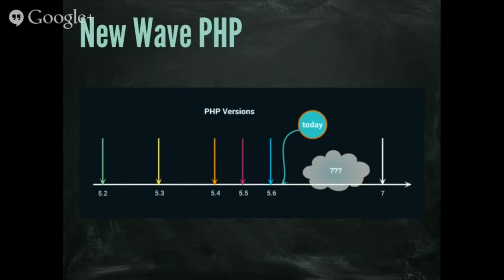PHP 5.3 is also dead, had its last release in August in 2014. 5.4 is now security fixes only, so you won't get anything new there. Just if anything really, really dreadful is discovered, then they'll fix that, but nothing else. And that will be for another year, so through to probably August or September 2015, at which point 5.4 will be completely end of life.